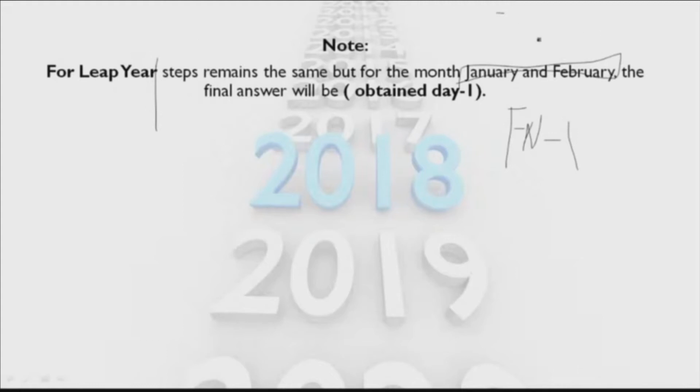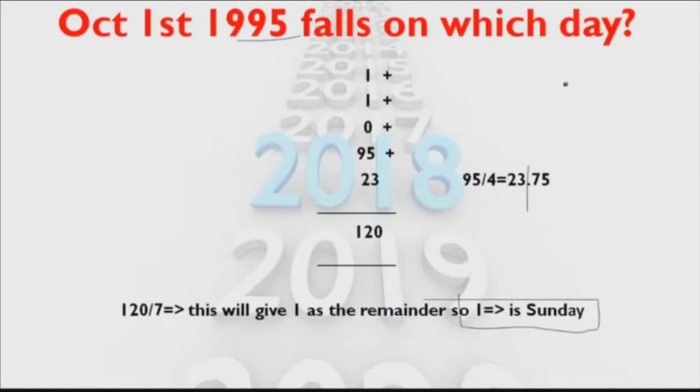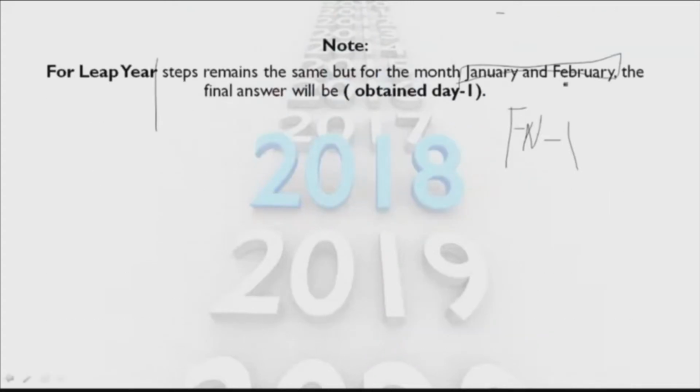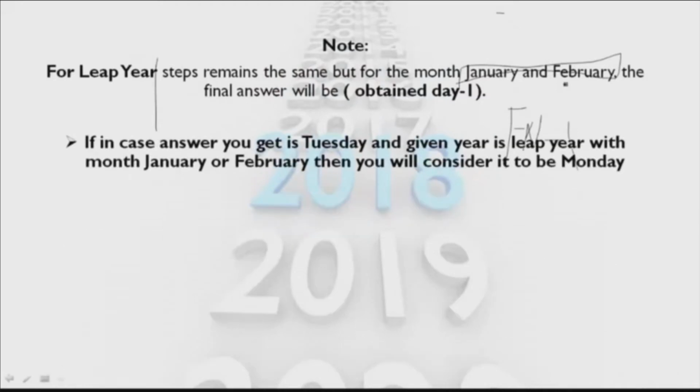If it is any other month, it will be same like the one which you have taken, that is the steps that you have followed in the previous problem. But when it comes to a leap year, and if they have given you January and February, then you follow the same steps, but it will be final answer minus 1. So I've quoted an example: if in case your answer is Tuesday and the given year is a leap year, for month January or February, you take it to be minus 1, you get it as Monday. So Tuesday, that is 3 minus 1, which is 2, and you get Monday.